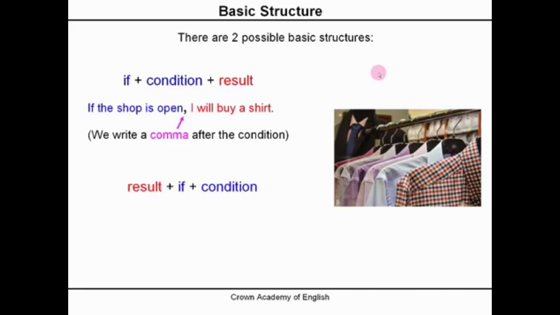And the second choice, the second structure type, is the opposite. We can change the order. So we can have the result first and then the if condition. So using the same example, we can also say, I will buy a shirt if the shop is open.